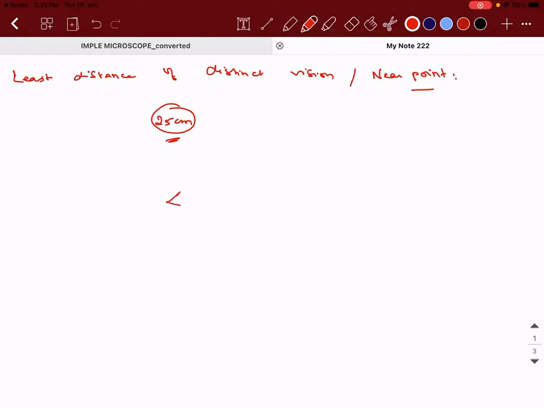Means you have your eye here, right? If I keep an object here, right? If you keep an object very close to your eye, what will happen? Let's say you take a pen and keep it almost close to your eye. Will you be able to see the whole pen comfortably? No, sir. Right. So if you have to see it comfortably, what are you supposed to do? You need to move this pen to a certain distance so that your eye is able to see the top as well as the bottom without any strain.